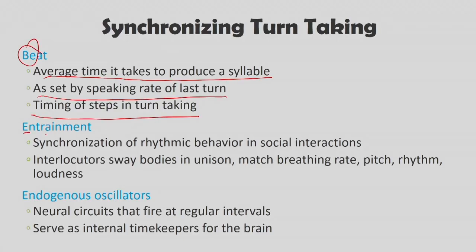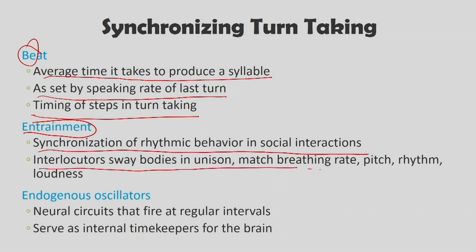So, what is entrainment? Entrainment is the synchronization of rhythmic behavior in social interactions, where interlocutors sway bodies in unison, and match breathing rate, pitch, rhythm, and loudness. Why is it done? So that the speaker and the listener maintain some kind of synchronicity, a unison among themselves, so that everybody is on the same page. Now, how does the synchronization happen?